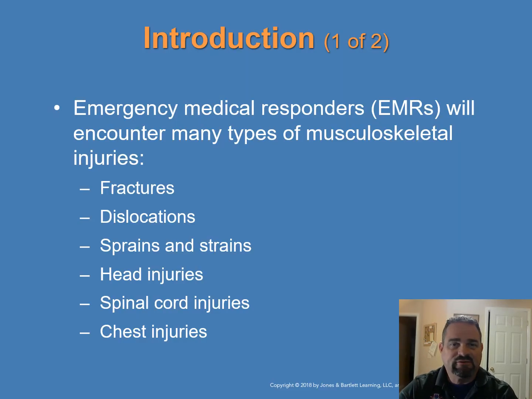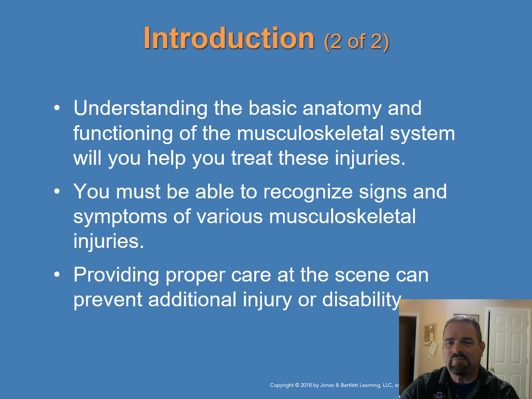All right, so as an introduction, as an emergency medical responder or an EMR, you're going to encounter many types of musculoskeletal injuries, to include the following: fractures, dislocations, simple sprains and strains, up to head injuries, both minor and severe, potential spinal cord injuries, and chest injuries. Understanding basic anatomy is going to be very important for your requirement, so that you'll know the functioning of the musculoskeletal system and how you're going to treat these kinds of injuries. And you need to be able to recognize the signs and symptoms of various types of musculoskeletal injuries so that you can provide proper care.